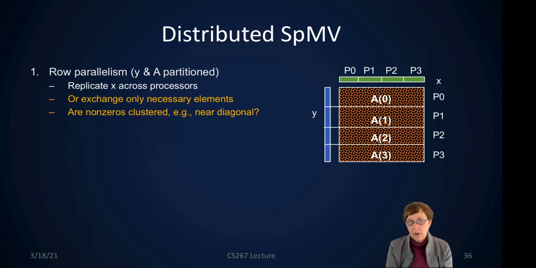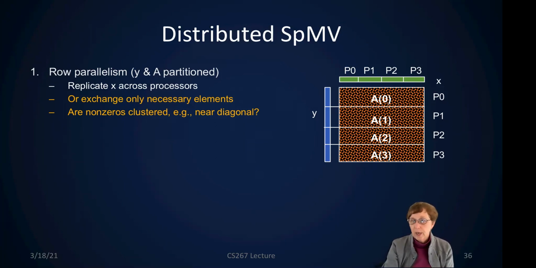So you could save on the volume of data sent if you just pack up exactly what is needed. Whether that's a good idea depends a lot on the sparsity structure of your matrix, and it's going to depend on the size of the machine and basically the chance that you need everything.